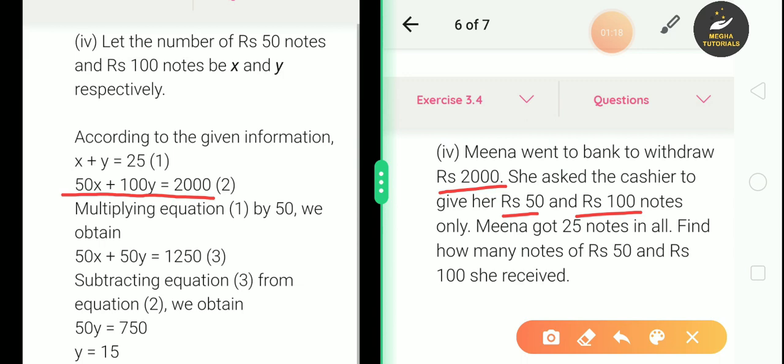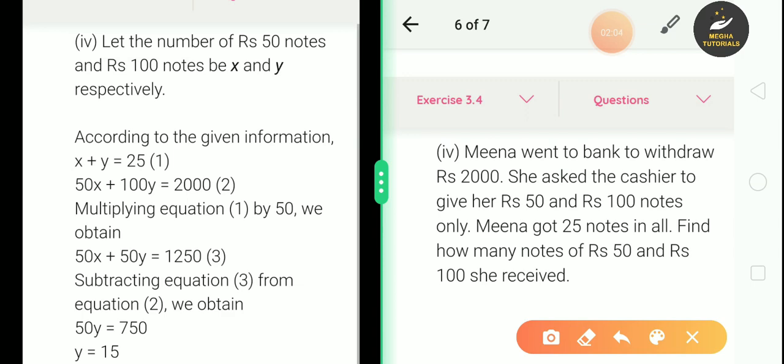Now you can divide equation 2 by 50 to get the simplest equation, or simply you can use the same equation. So we are going to use the same equation, that is 50x plus 100y is equal to 2000. Now from equation 1 and 2 we have decided to eliminate variable x. In equation 1 coefficient of x is 1 and in equation 2 coefficient of x is 50. So we'll multiply equation 1 by 50. So we'll get new equation 50x plus 50y is equal to 1250. It is equation 3.